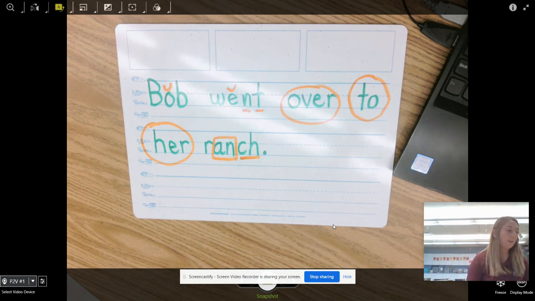All right, so there is our sentence. Bob went over to her ranch. I want you guys to write this and mark it up as well. And then you guys can go ahead and post a picture of your sentence once it's complete onto Seesaw.